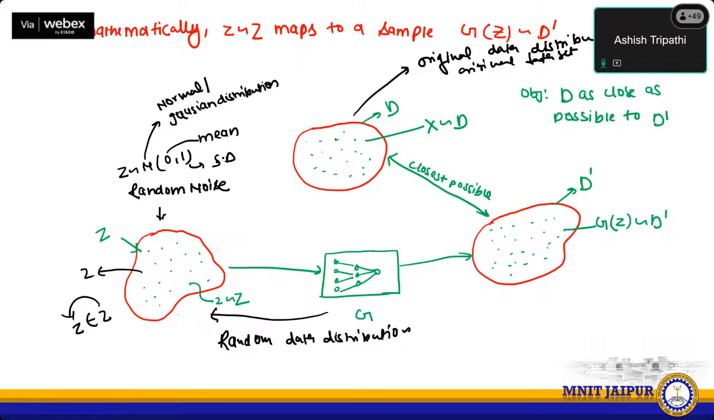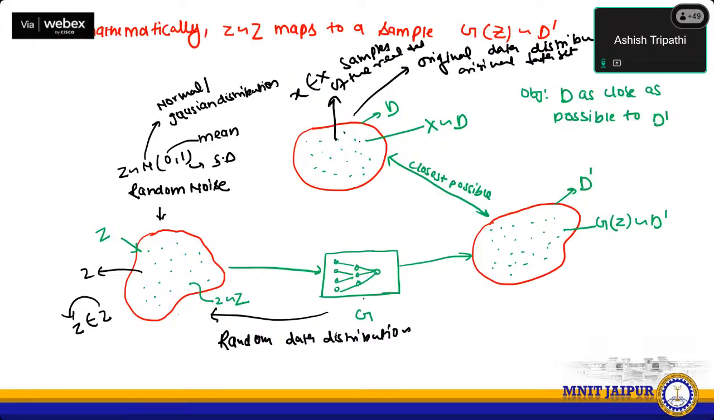And what are these dots here? These dots are called small x. These belong to capital X. That means these small x are the samples of the real data. These are the small x.